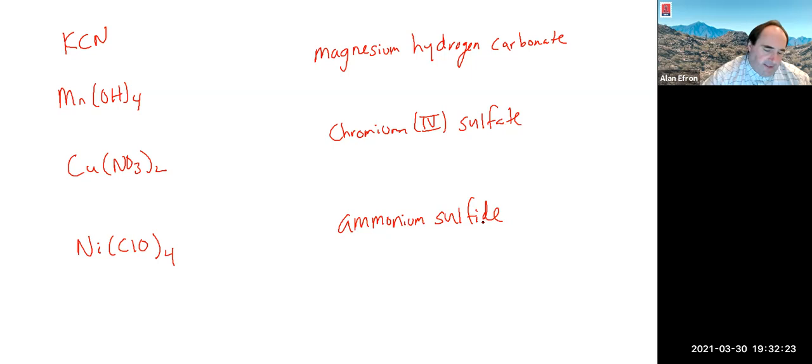Okay, so names on the left and formulas on the right. Take a few minutes here, see what you come up with. Again, refer back to the chart. It'll probably be helpful. Okay, let's take a look here and see.